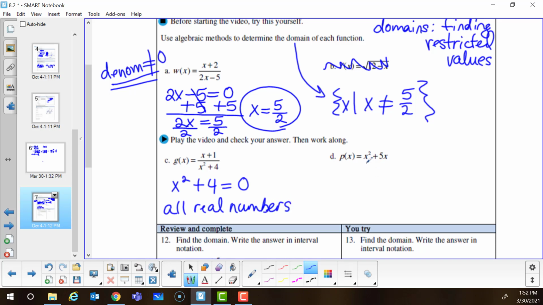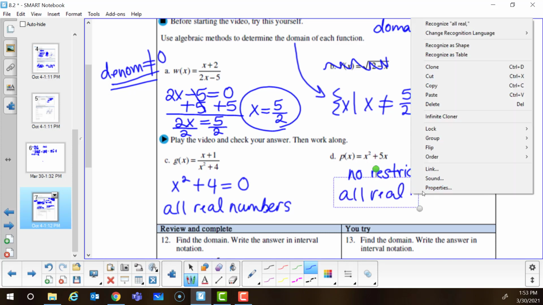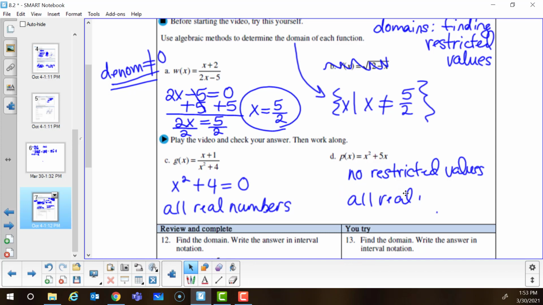The same thing holds true for x squared plus 5x in this next one. There are no fractions. I don't have any restricted values. So no restricted values, if that's the question you're asked. If you're asked for domain, the domain would be all real numbers. I could use any number I wanted to.